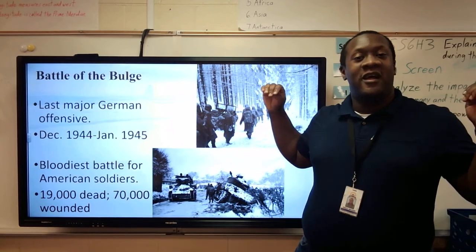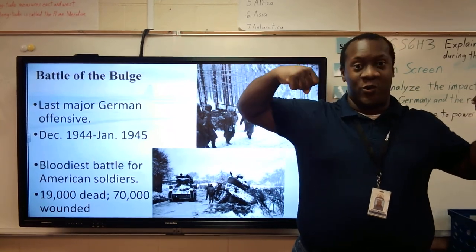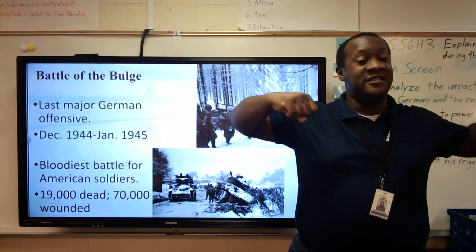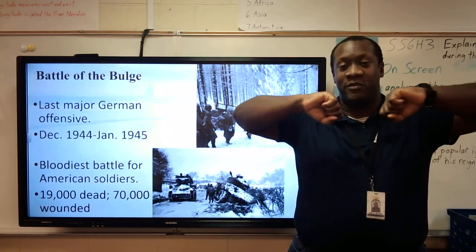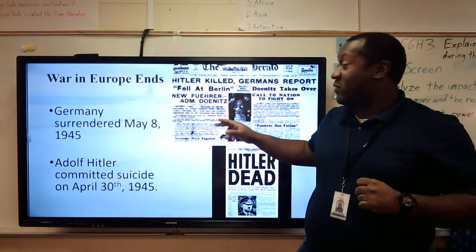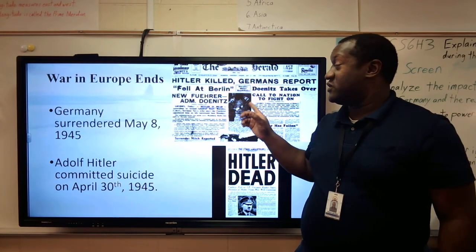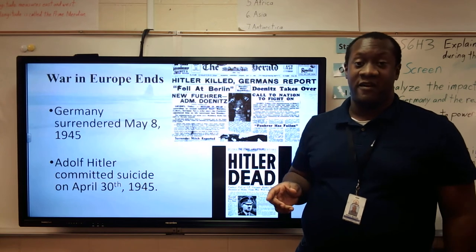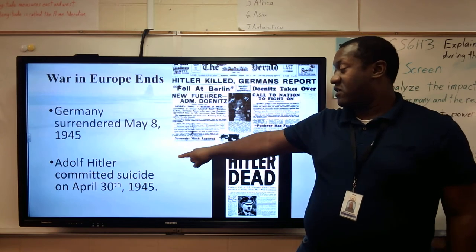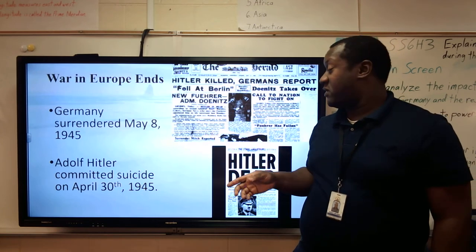And so now you've got the Soviets, who are angry. The Soviets are coming in from the east. The Americans and British are coming in from the west, and they are meeting in Berlin. So war in Europe ends. Germany is going to surrender May 8th, 1945. Adolf Hitler commits suicide April 30th, 1945.